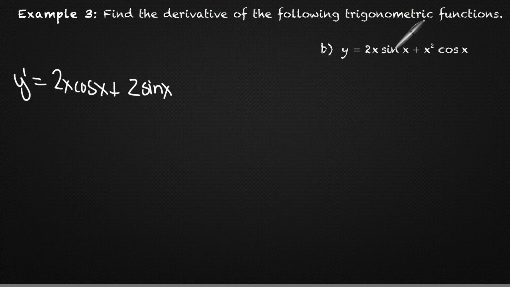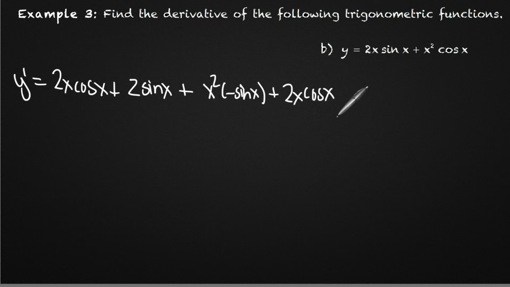Now the product rule is already done for this one, so let's go ahead and do the product rule for this term. So you have the first function, x squared, times the derivative of cosine, which is negative sine of x, plus the second, cosine of x, times the derivative of the first, which is 2x.